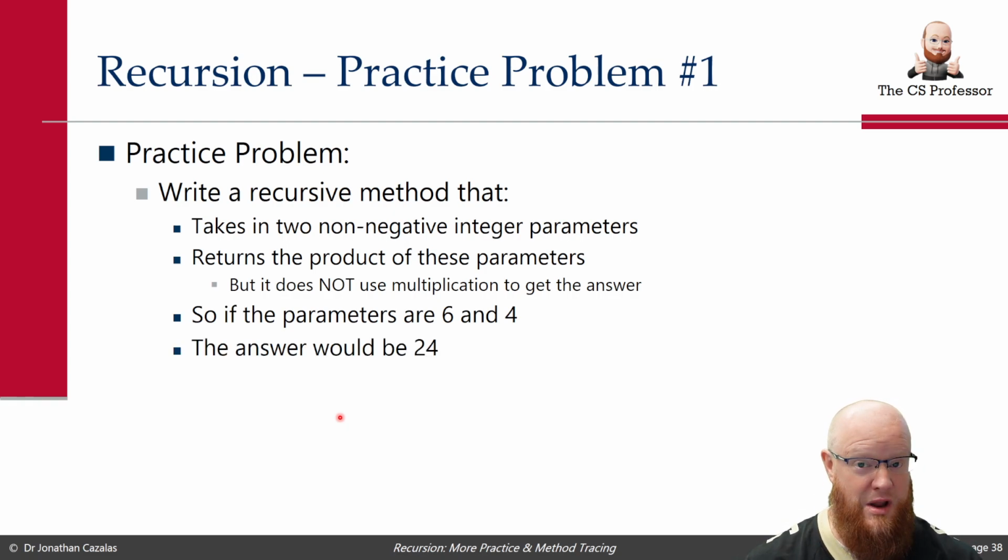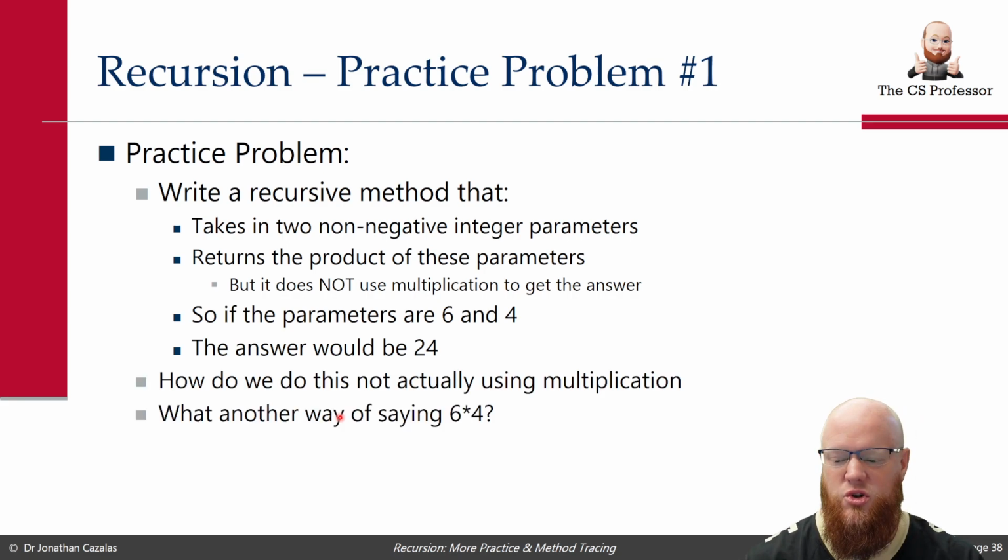Of course, you would never use recursion for this. You would never use iteration. You would simply multiply those parameters and return your answer. We're trying to practice recursion, right? You've heard that spiel multiple times. So here, how would we make this happen? If we're given these 2 parameters, 6 and 4, and we want to come up with 24, but we can't use multiplication, how do we do this?